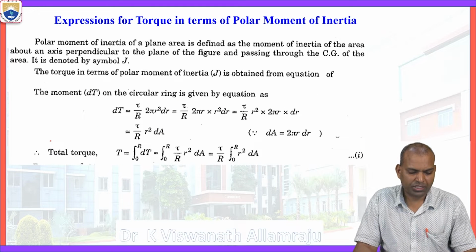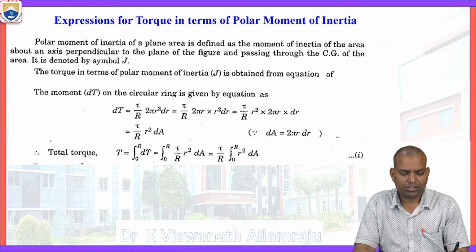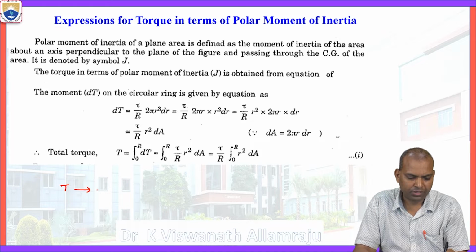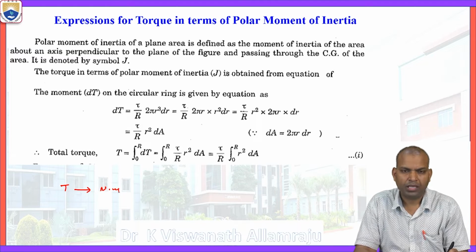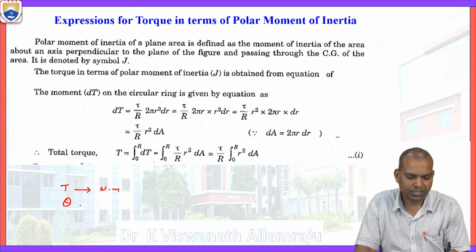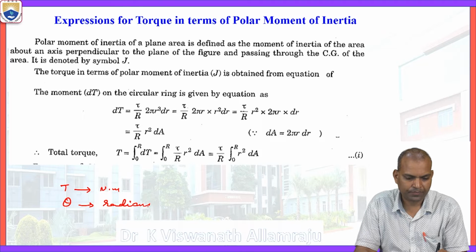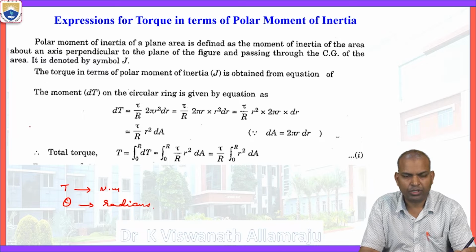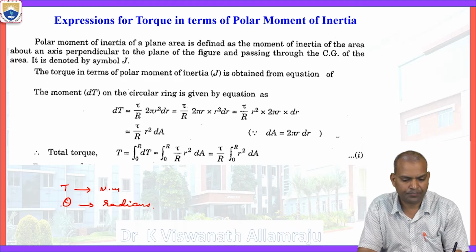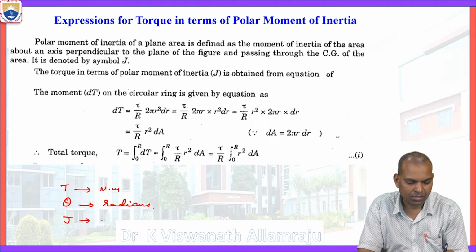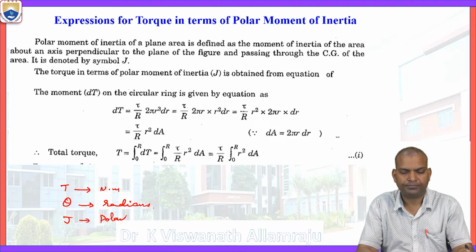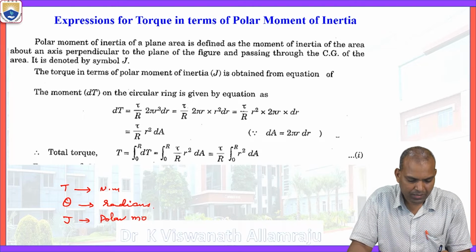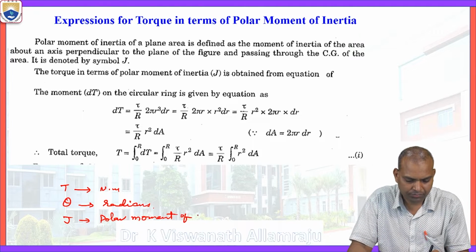Now coming to the expression, this torque is denoted by capital T. The unit for torque is Newton meter, and the angle of twist is denoted by theta. The unit for the angle of twist is radians. So we are going to express this torque in terms of polar moment of inertia. What is the polar moment of inertia? That is denoted by J, the polar moment of inertia.